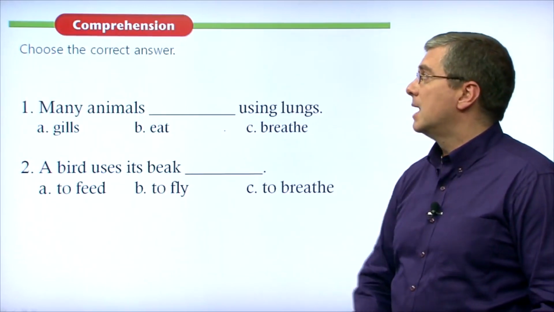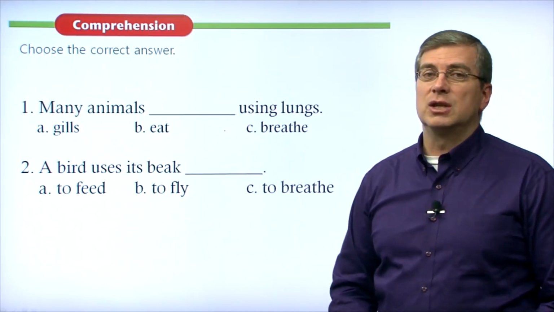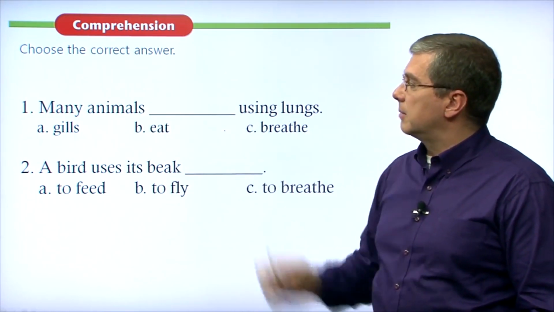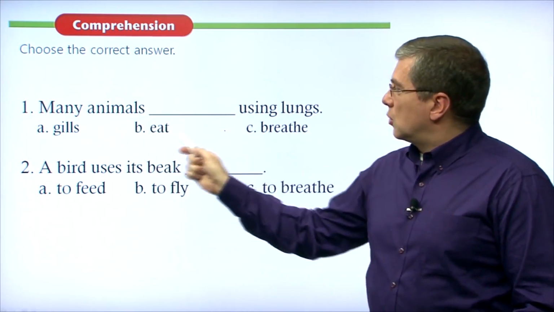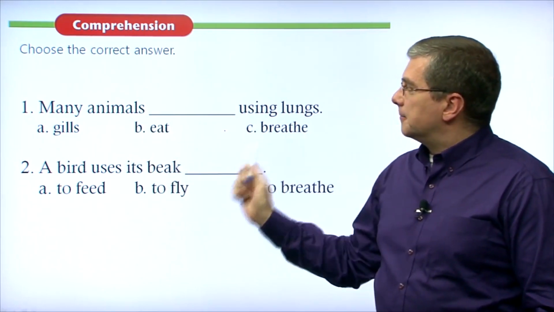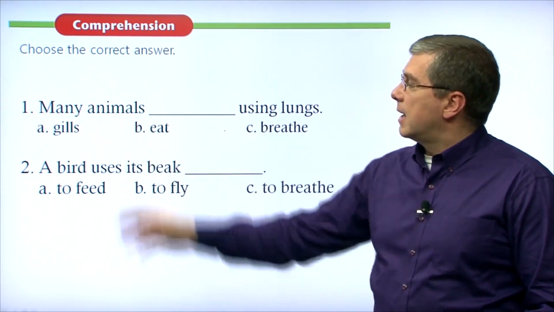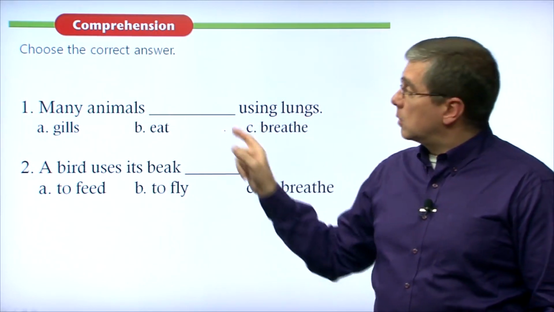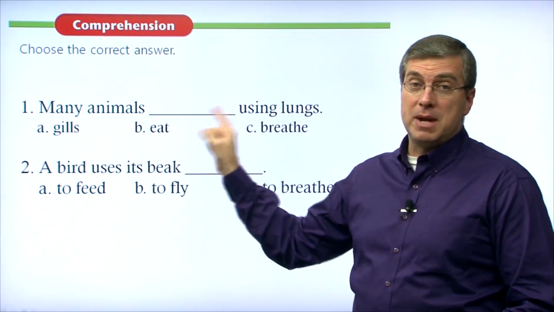Okay, let's move on. Now we're going to go over comprehension questions. We have different questions here. Number one, we need to fill in the blank. We have three choices for the blank, A, B, and C. So, what is the sentence? Many animals breathe using lungs. So we're looking for some kind of verb here, right?